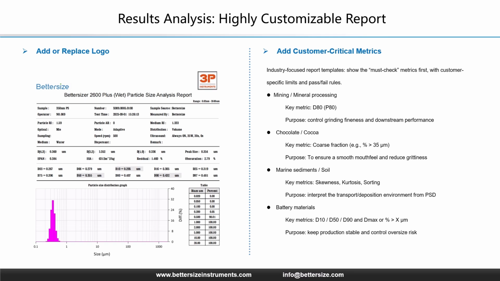A chocolate manufacturer needs to know the fraction above 35 microns, as this specific coarse tail determines whether the product feels smooth or gritty in the mouth. The 2600 Plus allows you to configure these specific parameters as headline metrics on your report alongside your own corporate branding. This ensures the document speaks the language of your quality manager, not just the language of the instrument.